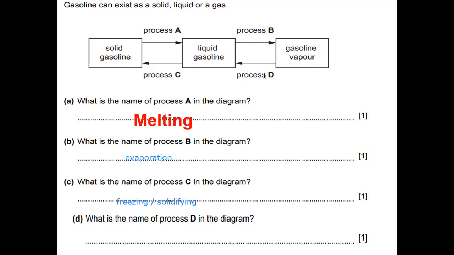Finally, what is the name of process D, from water vapor into liquid? This is called what? Condensation. Okay. Moving on to the next question.